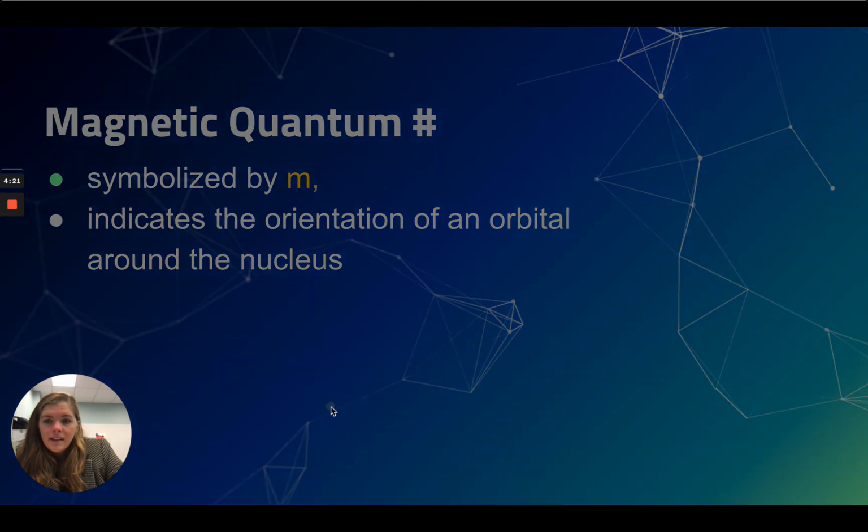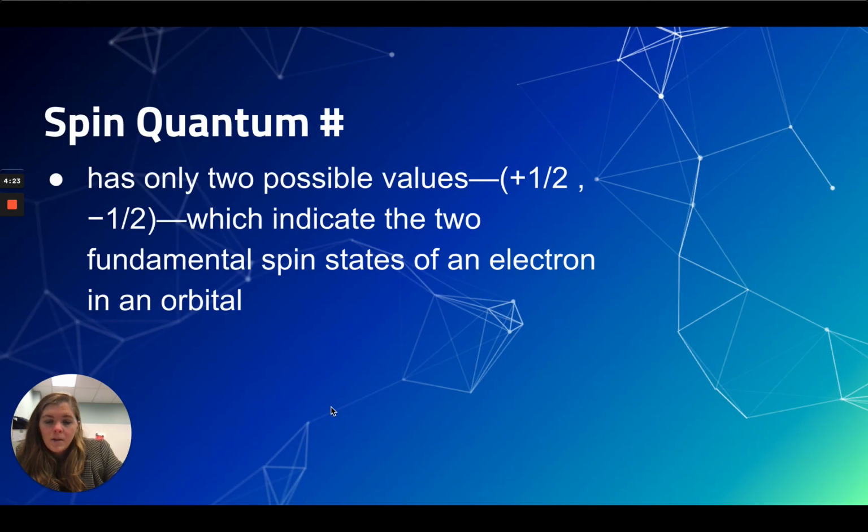And then lastly is the spin quantum number. The spin quantum number only has 2 possible values, +1/2 or -1/2, and it indicates the spin states of an electron. So electrons are always going to pair up, and one is going to spin one way and one is going to spin the other way. If it has a +1/2 value, it's spinning forward or spinning up, and if it has a -1/2, it's spinning down.